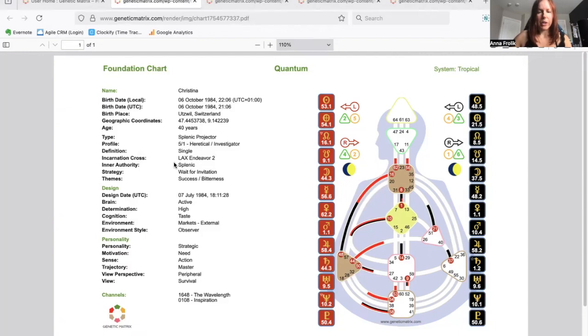One more thing I want to point out here is your ideal environment. So we actually have the same one, external markets. And markets are really places where business happens. So this could be a literal market, it could be like a farmer's market or a psychic fair or a grocery store or any place really where business happens.